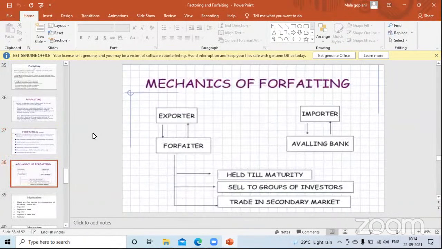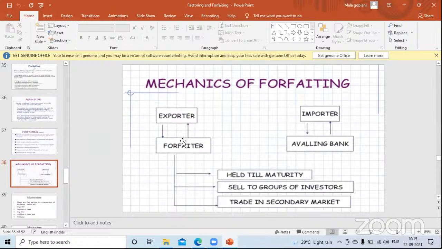Now look at the mechanics of forfeiting. Which parties are involved in this? One is the exporter, and then we have the forfeiter, the importer, and the availing bank. Availing bank means the bank which gives the letter of credit on behalf of the importer to the exporter. Without a letter of credit, how will the exporter sell the goods to the importer? The transaction should be guaranteed by the bank, so the bank should be standing as a guarantor. For that, the bank has to issue a letter of credit. So these are the four parties that are involved.